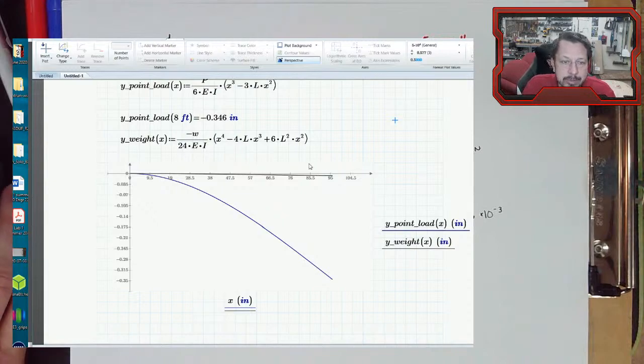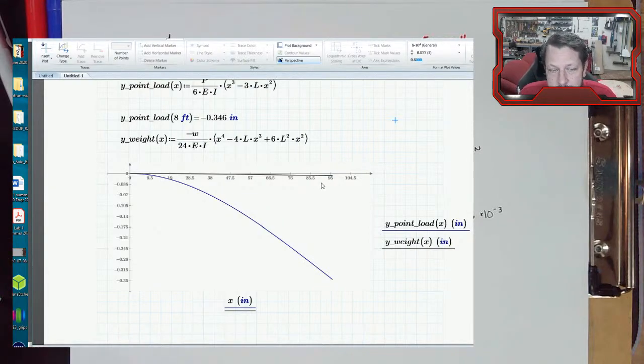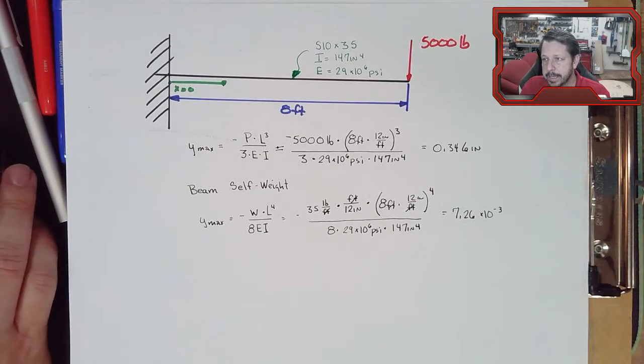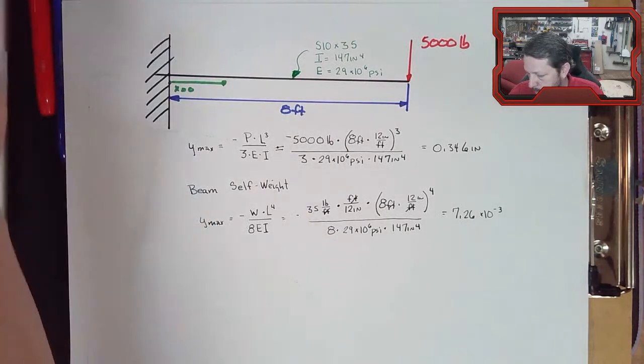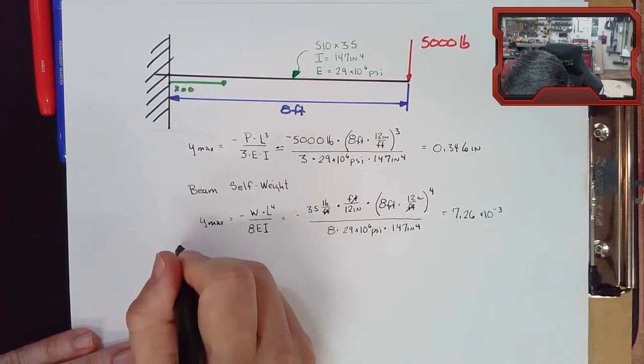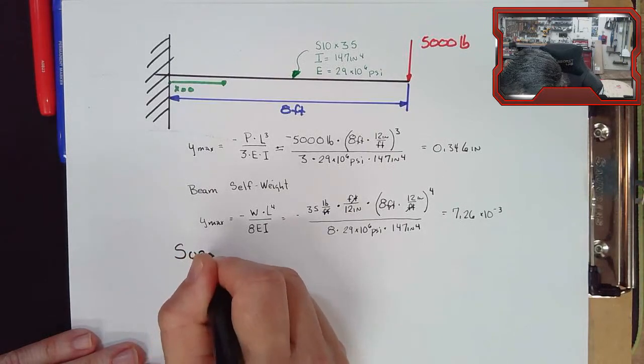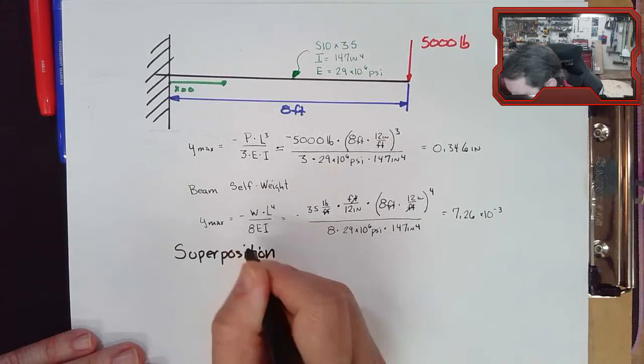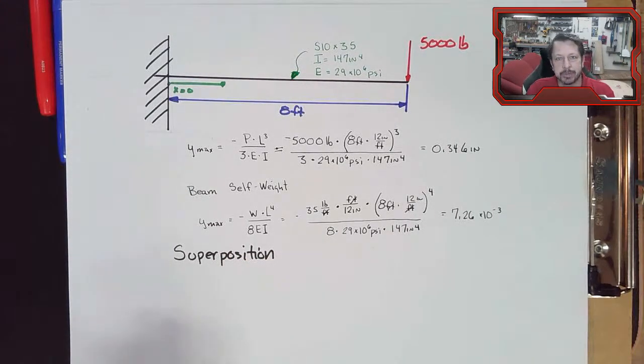So how do you take that into account? What if it was bending the beam a whole lot? How do you take that into account? What you do is there is a concept called superposition. And it doesn't exist just in beam deflection. It exists in electrical circuits and all sorts of different mechanisms and beams.